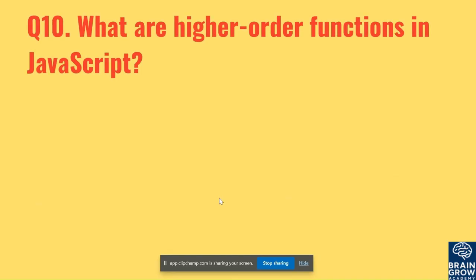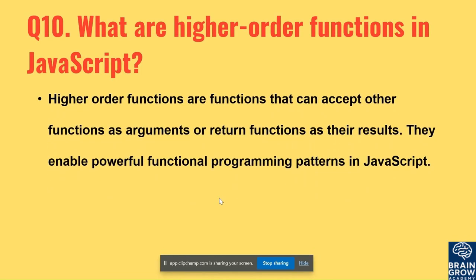And what are higher order functions in JavaScript? Higher order functions accept other functions as an argument or return functions as their result. They enable powerful functional programming patterns in JavaScript.